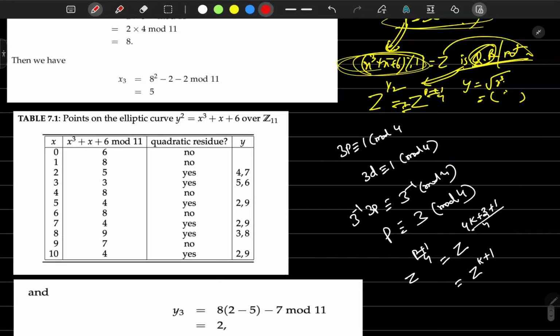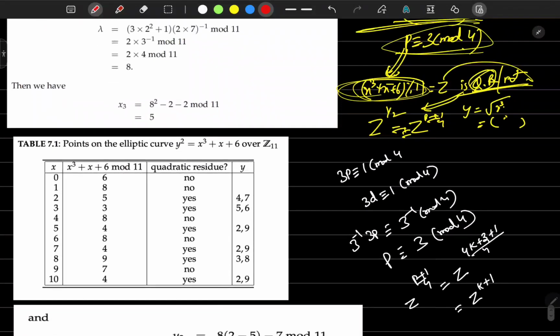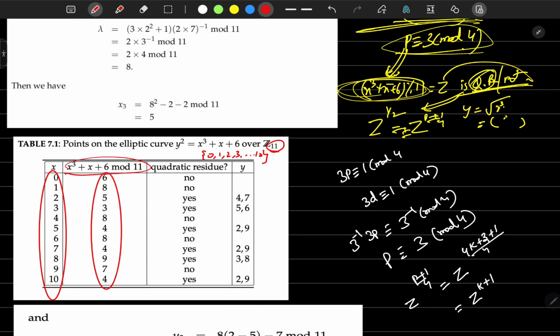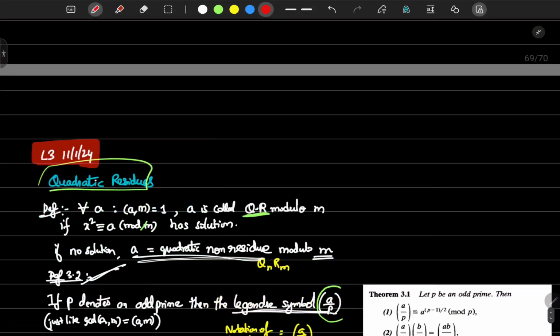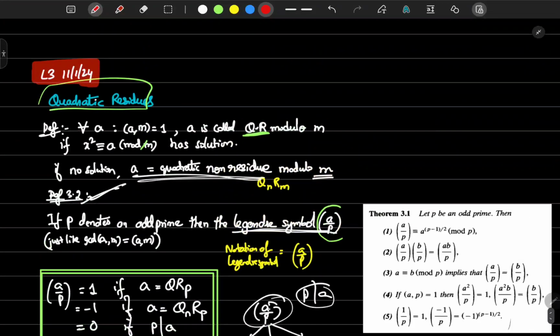So first we have to iterate, take all the values modulo 11, that is 0, 1, 2, 3 and so on up to 10. Write all these values, take them and then compute this. Now check whether it is a quadratic residue or not. Now let's take a deep dive into quadratic residue.